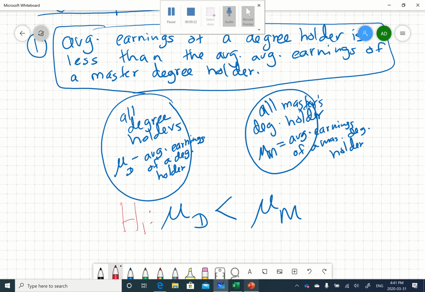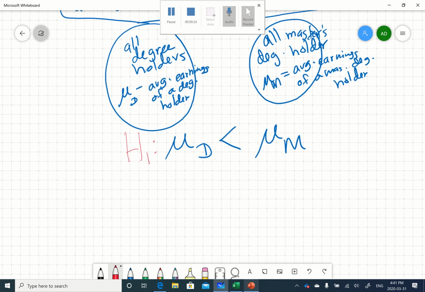So that's your alternative, which indicates your null hypothesis should be mu D greater than or equal to mu M. So you're testing one versus the other. So here's step 1 of the hypothesis testing. And then what we do is, now we take two samples instead of one sample, like in chapter 9. Now you have to take two samples.